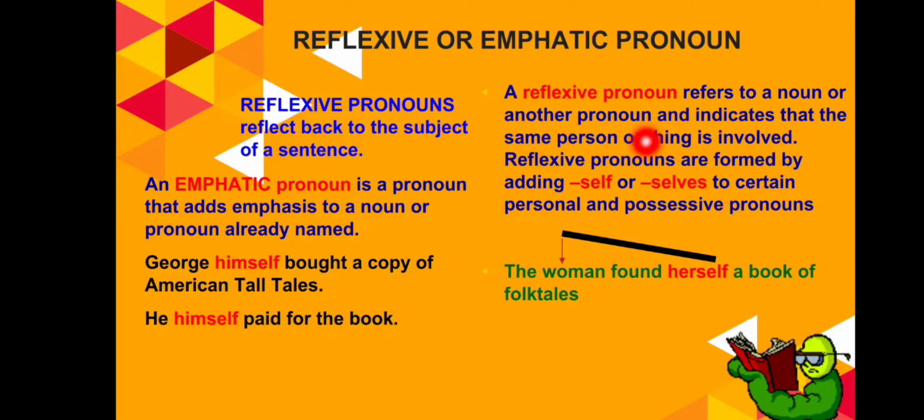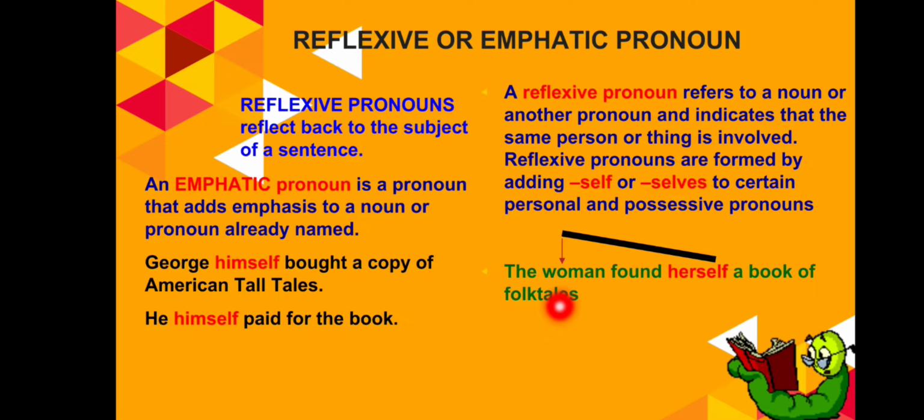A reflexive pronoun refers to a noun or another pronoun and indicates that the same person or thing is involved. Reflexive pronouns are formed by adding self or selves to certain personal and possessive pronouns. For example, the woman found herself a book of folk tales.